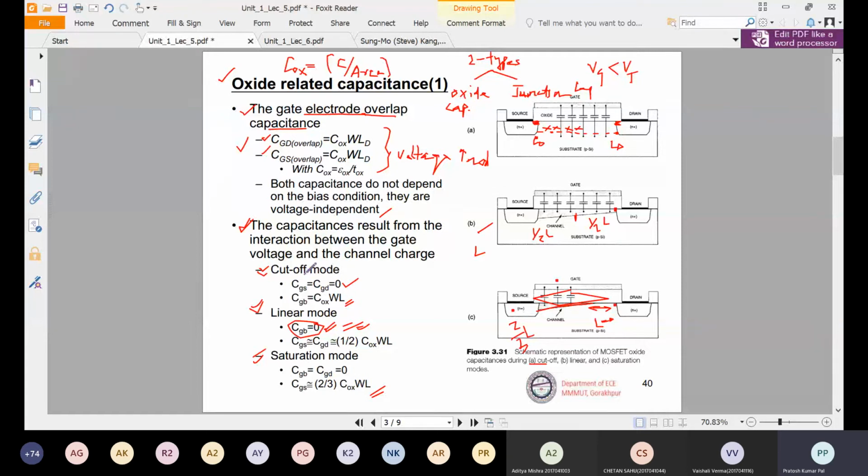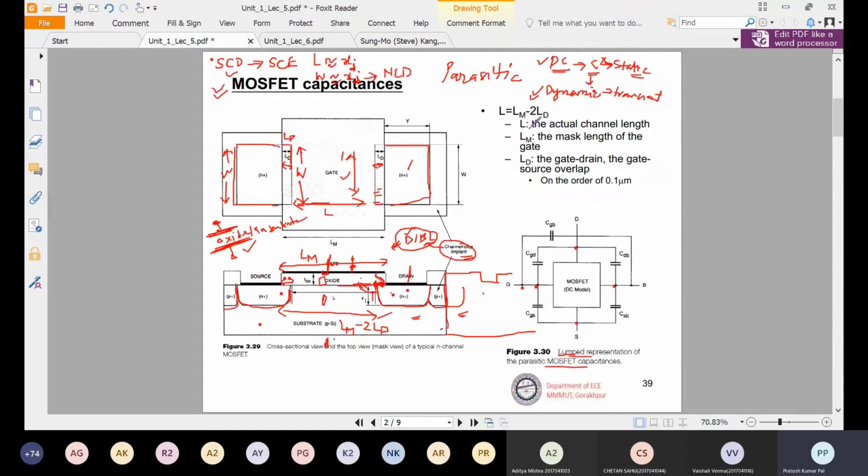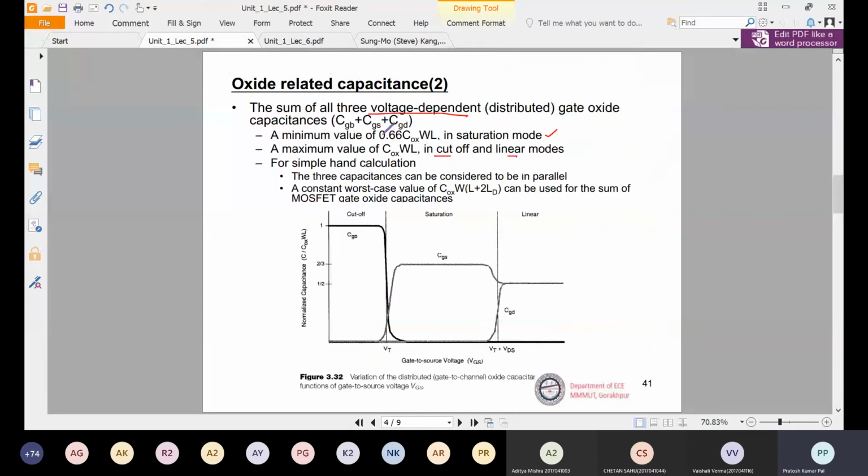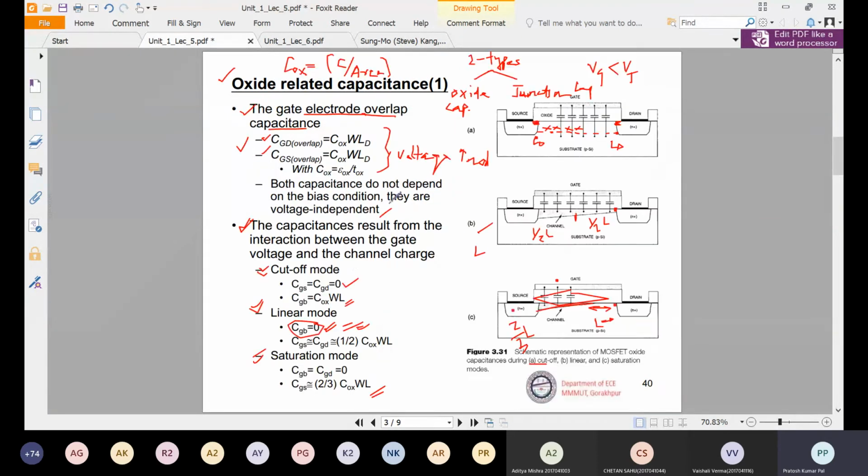The maximum capacitance in the cutoff mode is COX WL. Similarly, in the linear mode, after adding all three capacitances, we get COX WL. But in saturation mode, after adding all three capacitances, the capacitance will be 2 by 3 COX WL, which is the minimum capacitance. The capacitance can be greater also, but the minimum will be considered as 2 by 3 COX WL.